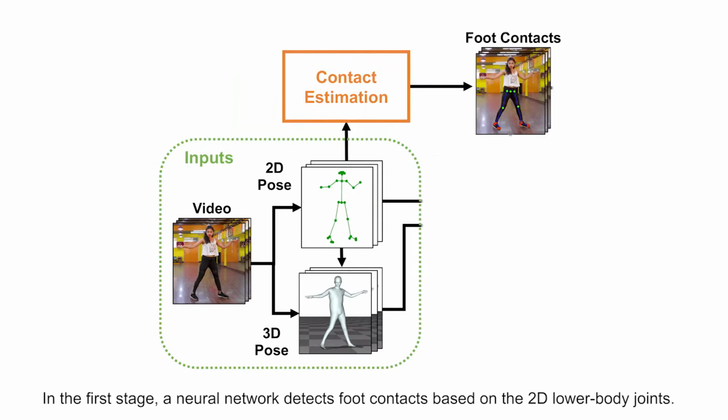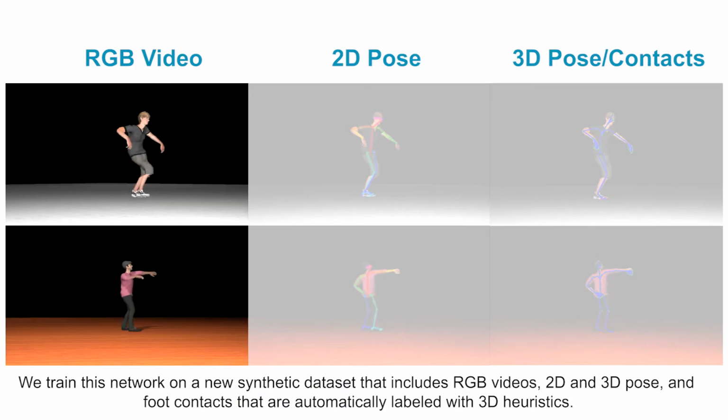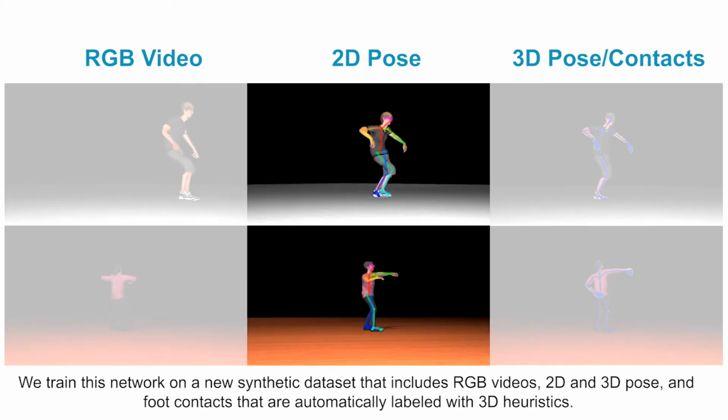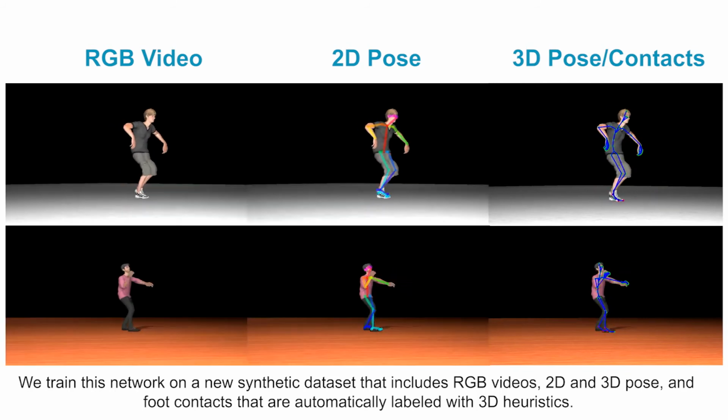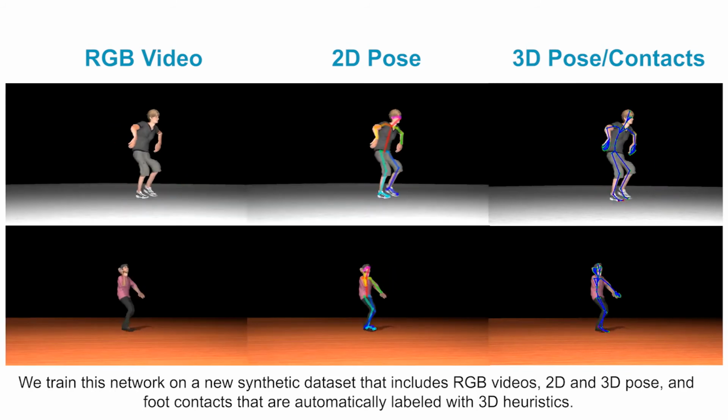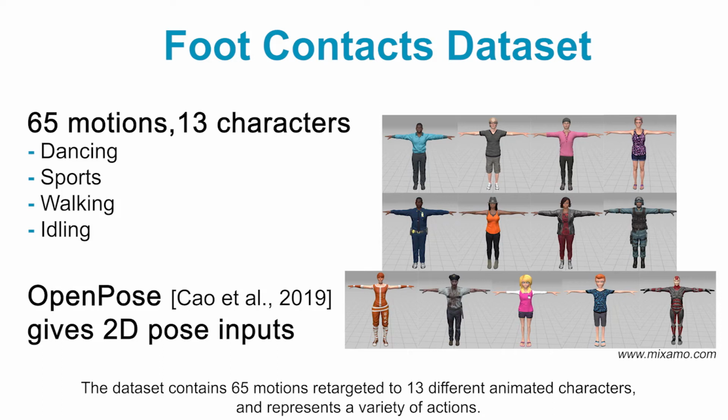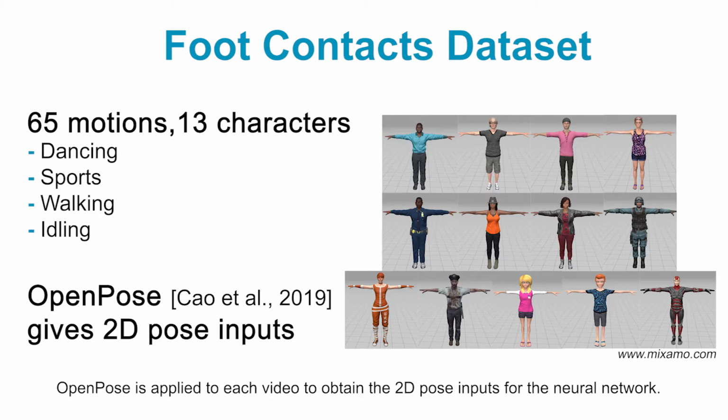In the first stage, a neural network detects foot contacts based on the 2D lower body joints. We train this network on a new synthetic dataset that includes RGB videos, 2D and 3D pose, and foot contacts that are automatically labeled with 3D heuristics. The dataset contains 65 motions retargeted to 13 different animated characters and represents a variety of actions. OpenPose is applied to each video to obtain the 2D pose inputs for the neural network.